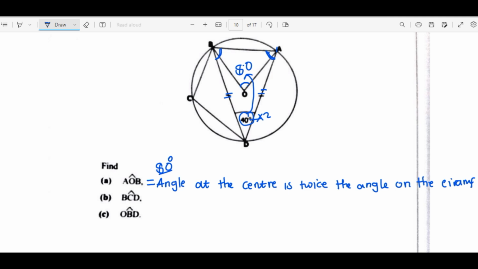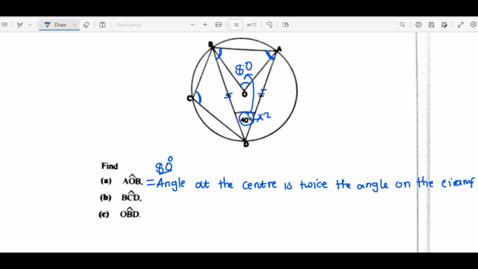BCD. So BCD, this angle. How can we find this angle? Okay, if you look at this, we have point 1, point 2, point 3, point 4. All these 4 points lie on the same circumference, so they give us a polygon called a cyclic quadrilateral. So ABCD is a cyclic quadrilateral.